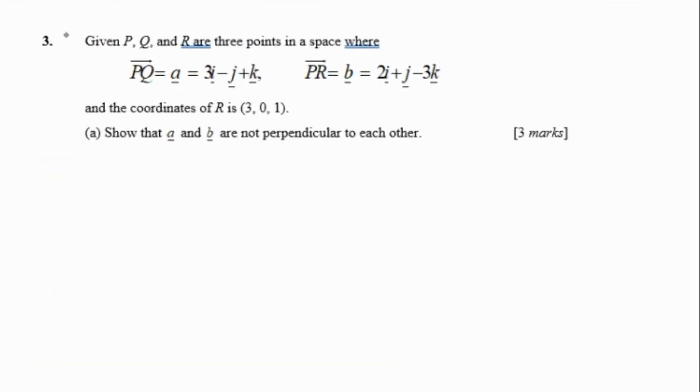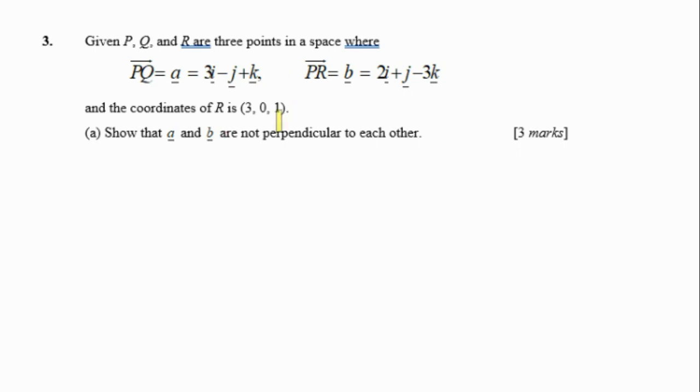Next, for question 3, given that P, Q, R are 3 points in space where PQ equals vector A, 3i minus j plus k, PR equals vector B equals 2i plus j minus k, show that vector A and B are not perpendicular to each other.